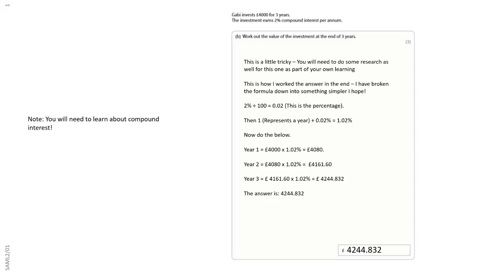Okay, but this is a question I suggest that you go away and have a look at and think about. Hopefully the method I've given you here will stand you in good stead for any similar types of questions, so it might be something that is worth learning.